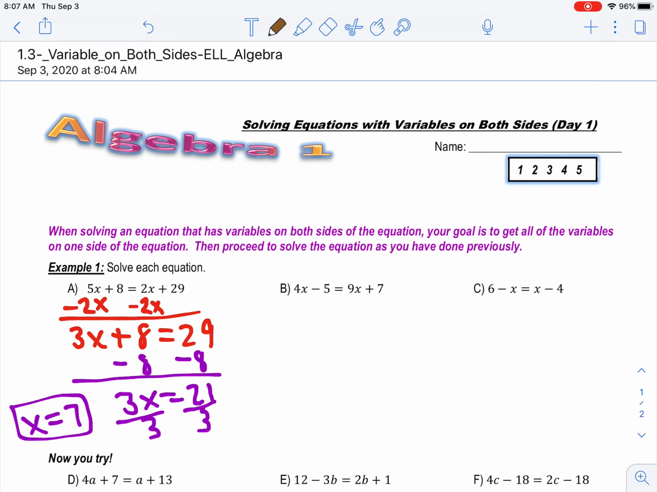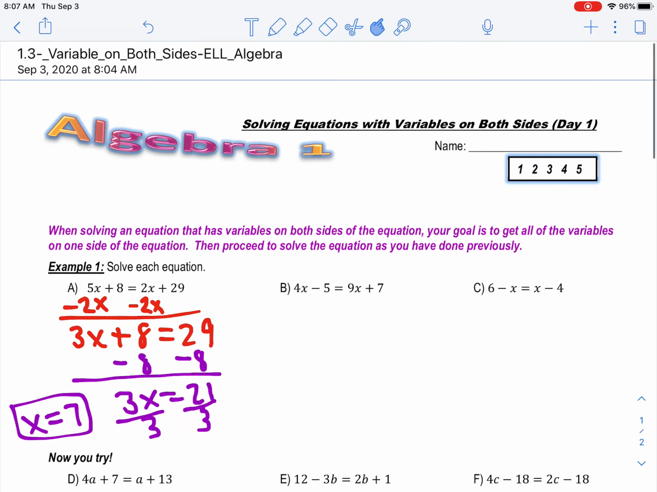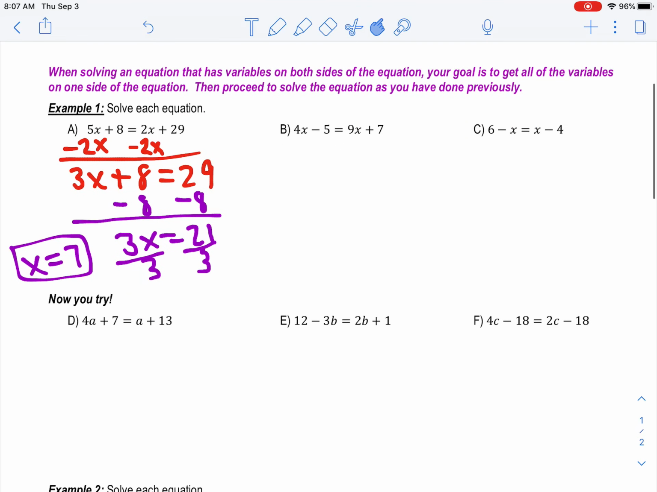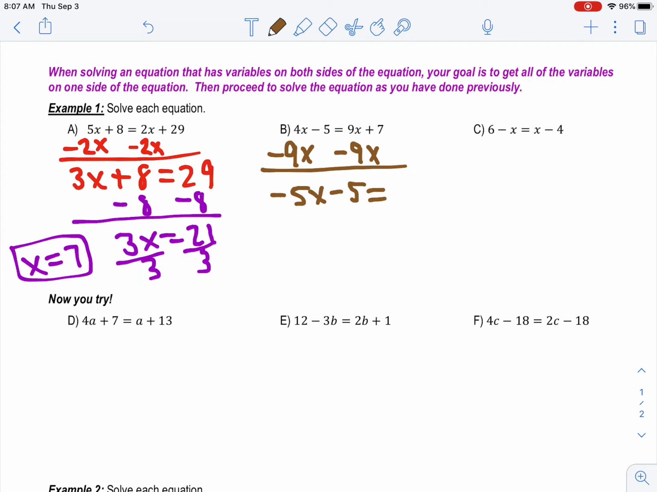Okay, let's look at letter B. 4x minus 5 equals 9x plus 7. Again, I see x's on both sides of this equal sign, so I am going to move my x on the right to the left by doing the opposite sign. It's a positive 9x, so I'm going to do minus 9x from both sides. 4x minus 9x is negative 5x. Be very careful with your signs. Copy the negative 5, copy the positive 7.